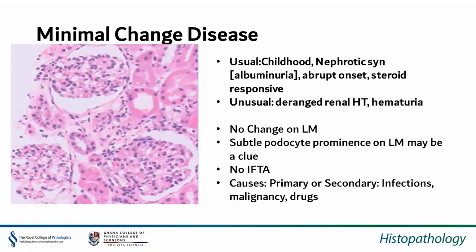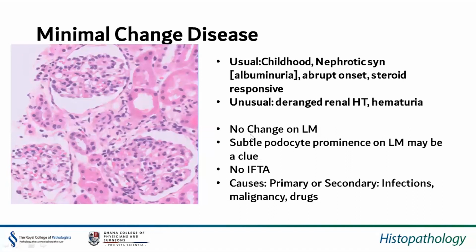Now, this is a biopsy from a minimal change disease, and the clinical scenario is very typical. It's usually a childhood disease. The patient has nephrotic syndrome. It's usually albumin that is lost in the urine. It's a selective proteinuria. It has a very abrupt onset, and it is typically steroid responsive. Unusual features include deranged renal functions, hypertension, and hematuria.